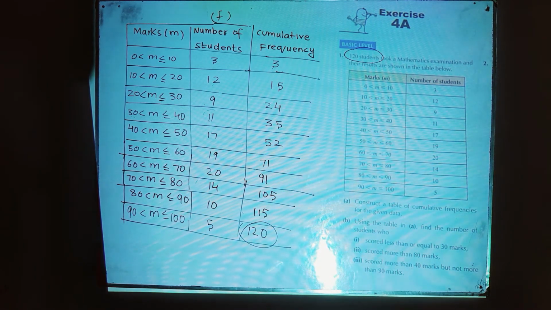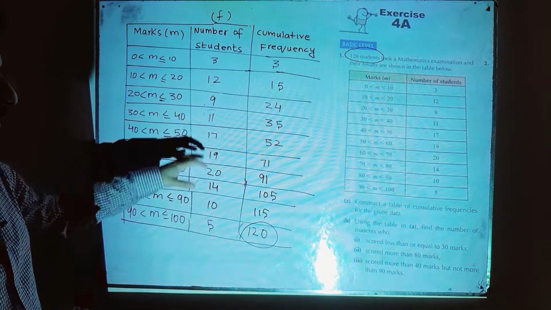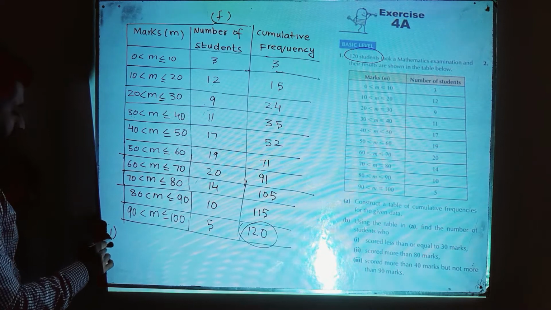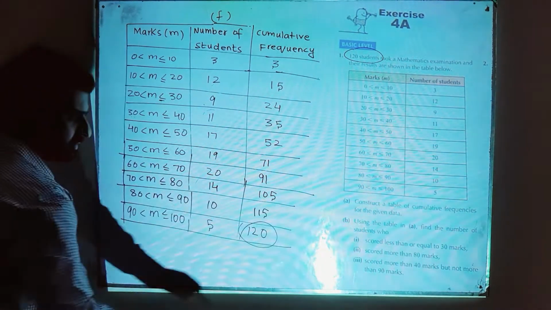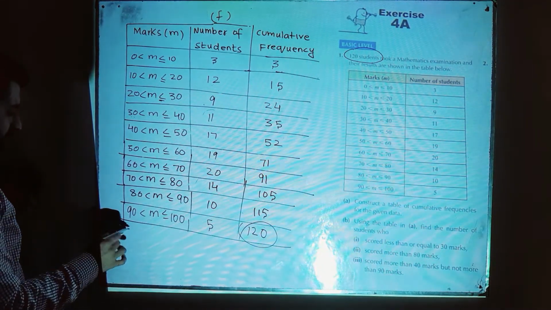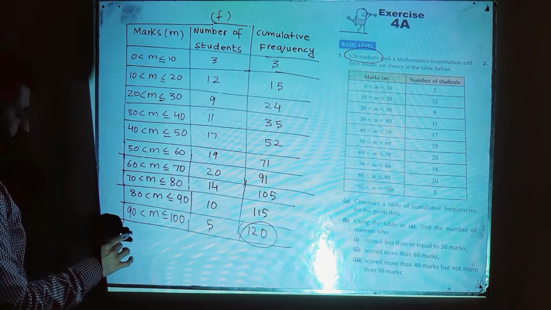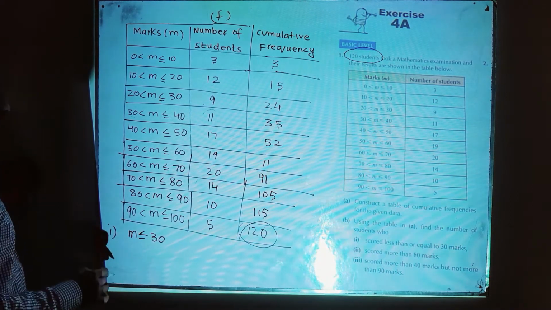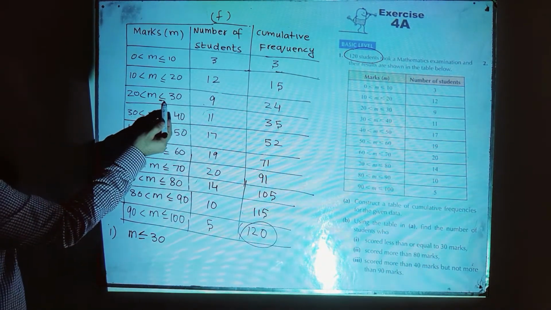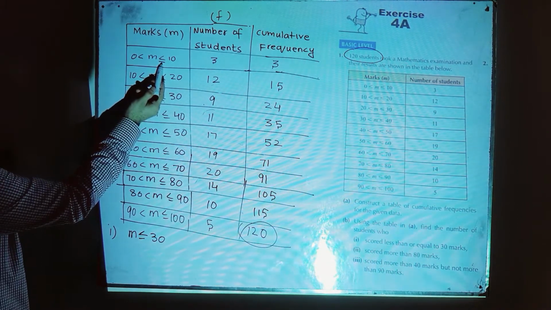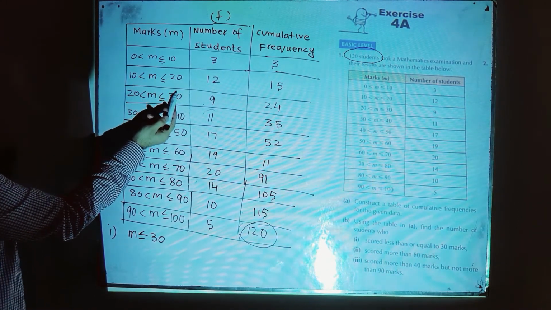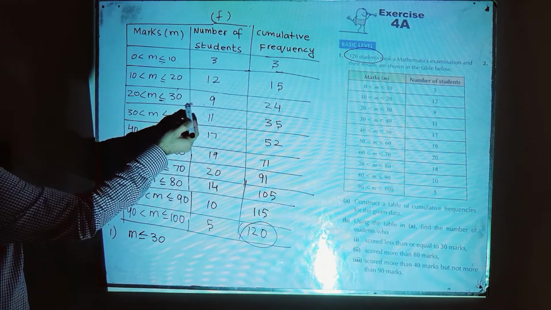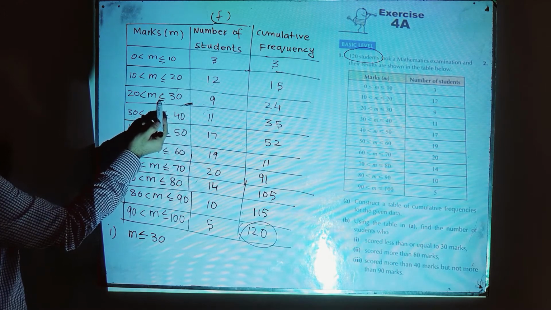Part B is using the table in A, find the number of students who, number one, scored less than or equal to 30 marks. Students whose score M is less than or equal to 30. So how many students scored less than or equal to 30? This one is up till 10, less than or equal to 10. In this class we are less than or equal to 20, and this one means up till this point less than or equal to 30.